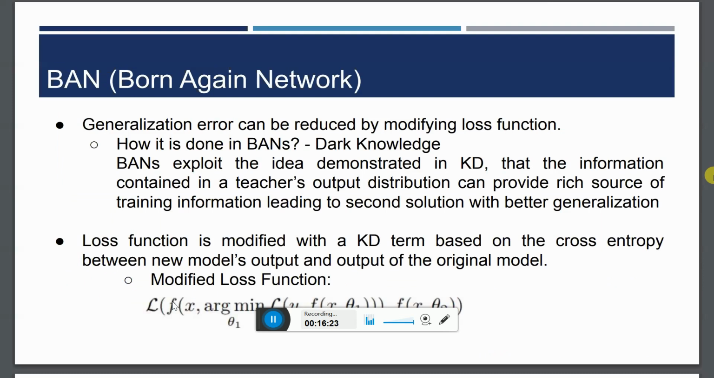Previous papers on knowledge distillation have shown that the generalization error can be reduced by modifying the loss function. So how is it done in born-again networks? The answer is dark knowledge. Born-again networks exploit the idea demonstrated in knowledge distillation, that the information contained in a teacher's output distribution can provide a rich source of training information, which leads to a second solution with better generalization. We can see the loss function here, which is basically the cross entropy between the new model's output and the output of the original model. Now Saris will continue.